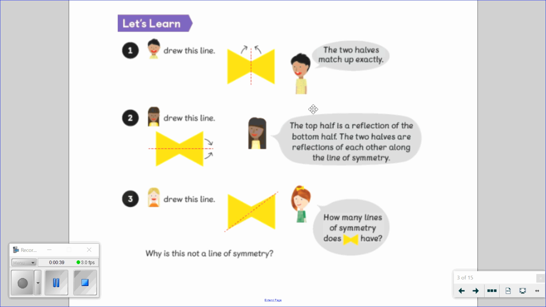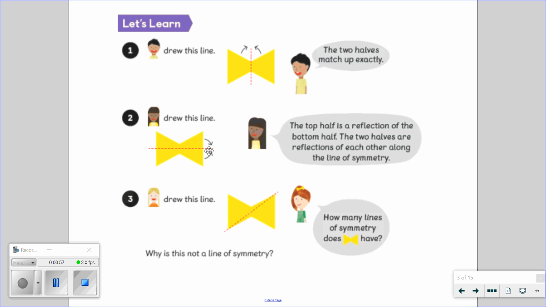So Ravi drew the same line as on the in focus. We can see that this is a line of symmetry. As Ravi says, the two halves match up exactly, and we can see that if we folded it along this line, it would overlap.